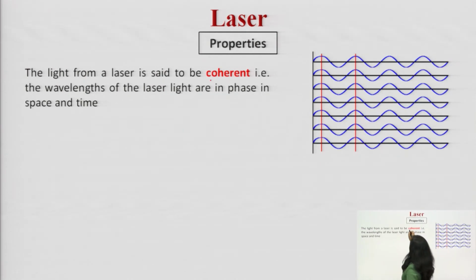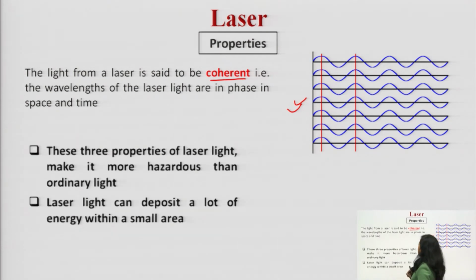Third is coherent. What do you mean by coherent? It means in phase. You can see in this particular wave, the waves of the laser light are in phase in space and time. It means they are in the same phase. All these three properties of laser light are very important and you must remember them, because you are going to explain them in future.